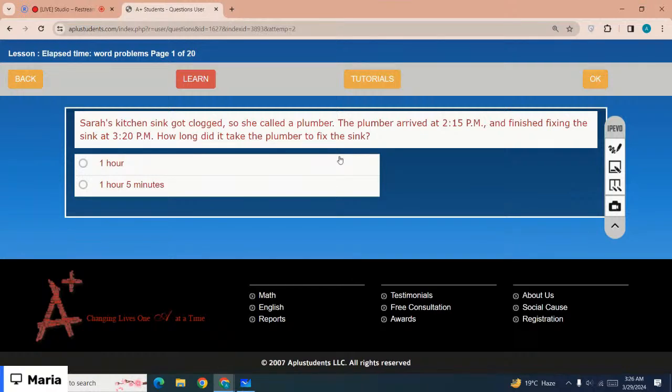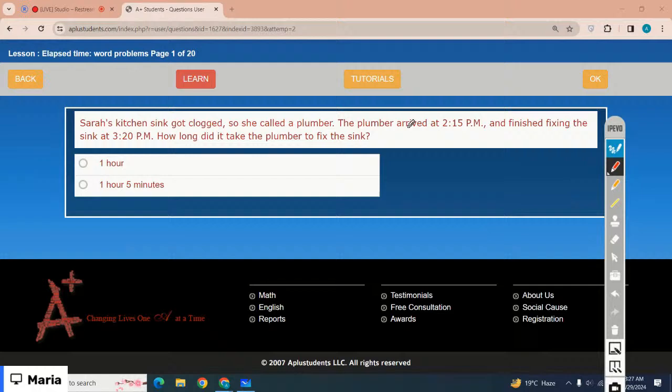Okay. Sarah's kitchen sink got clogged, so she called a plumber. The plumber arrived at 2:15 and finished fixing the sink at 3:20. How long did it take the plumber to fix the sink? So which is the correct option? So she started at 2:15, right? And ended at 3:20, right?